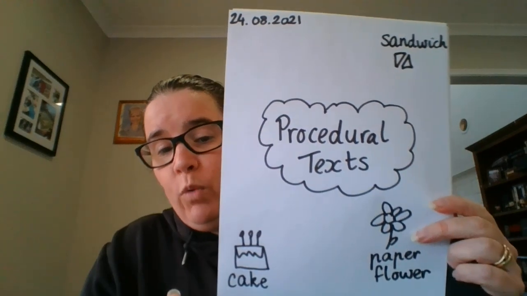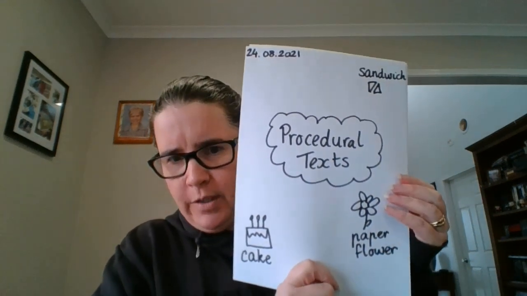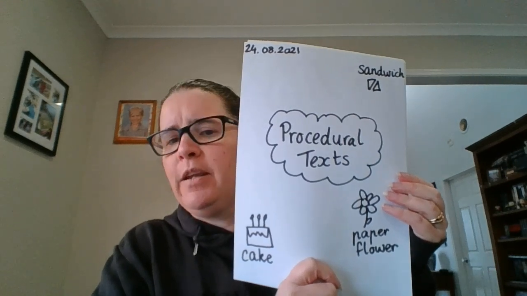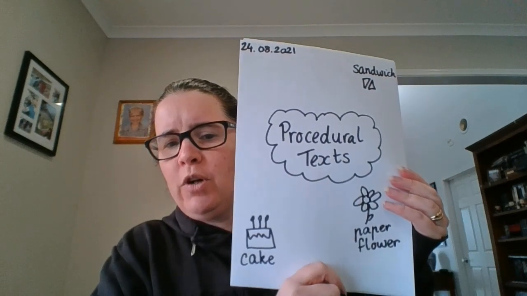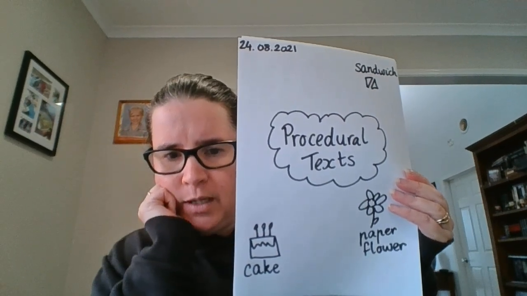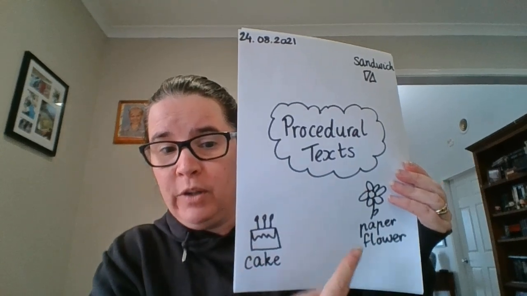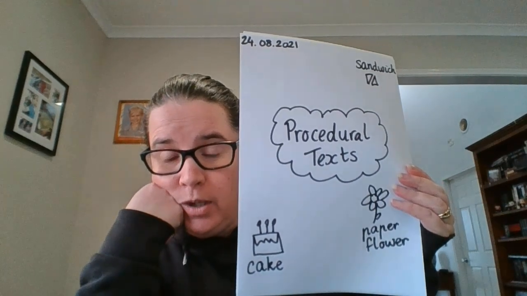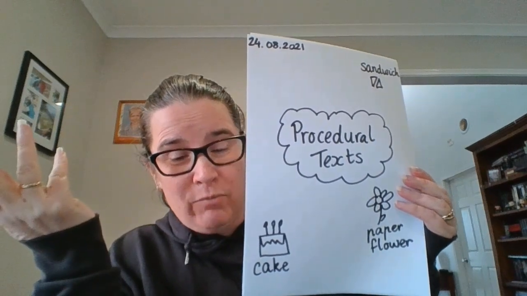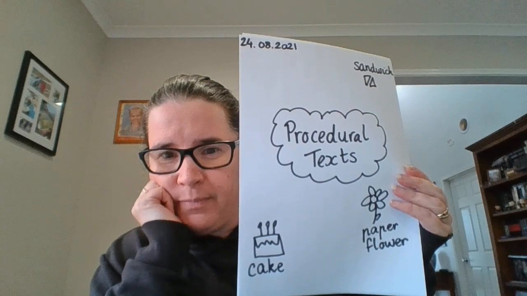So, what you're going to do for me is make your own poster. You have the date, and we have our title here. You can use these ones if you want to start, but I want you to try and think of your own. And I want you to try and draw 5 different things that we can make a procedural text about. It's really important that you have a go at trying to write it as well. Have a go yourself. You can always get your grown-up to write it underneath, but I want you to try and do it for me, okay?